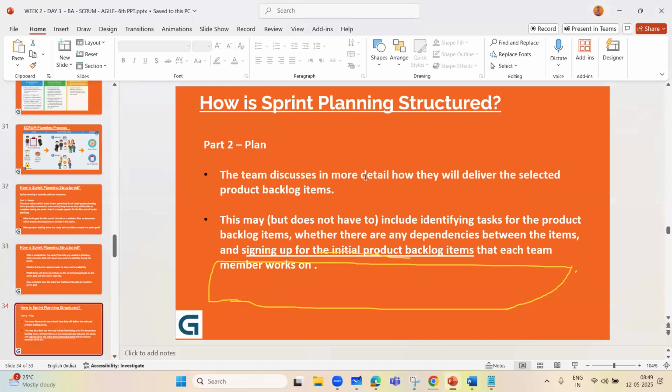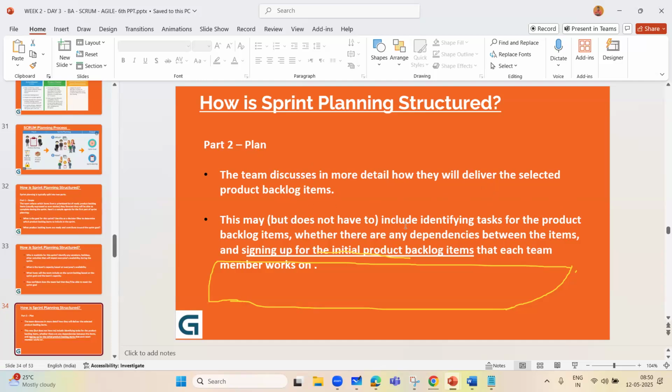Part 2, plan. The team discusses in more detail how they will deliver the selected product backlog items. When we say how they are going to deliver, it means will it have task, subtask, or user story as is, or the feature they are going to create, how they are going to define. They will define that every user story will be broken down into multiple subtasks. Every subtask will have either the user story parallel task, or inside that some task will be there. What all tasks can be broken down and who will be working on that, everything will be defined. It will be discussed at this first bullet point when it comes to the product backlog.